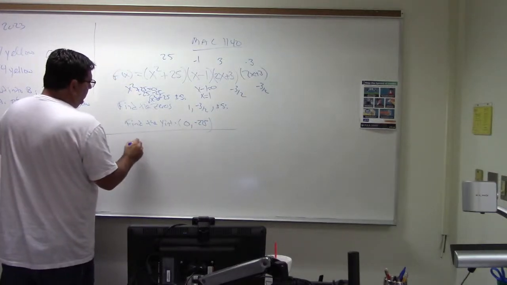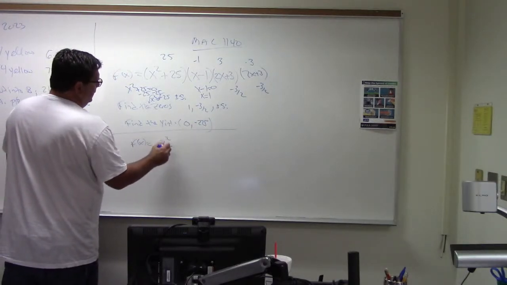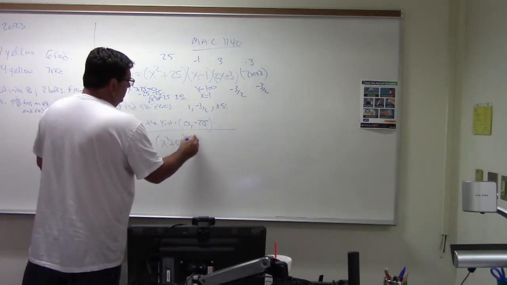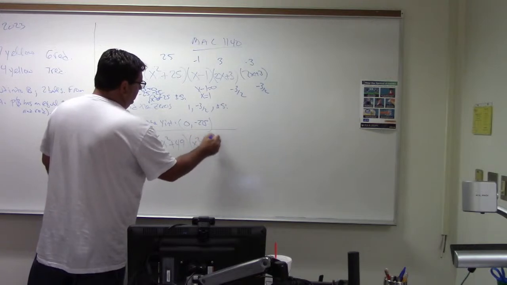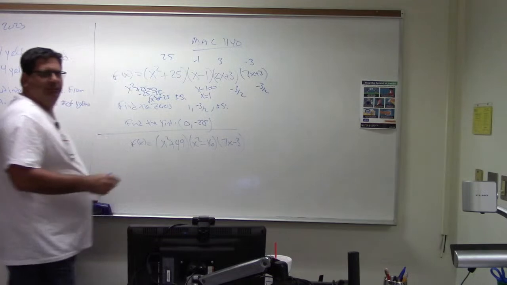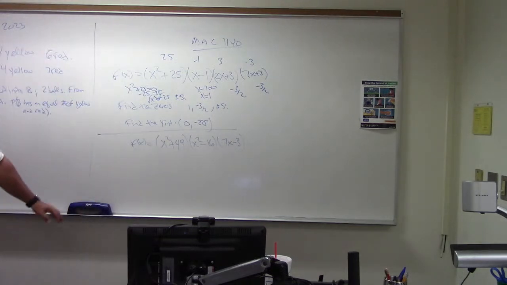So let's go, f of x equals x squared plus 49. Let's go x squared minus 16. Let's go 7x minus 3. Okay?